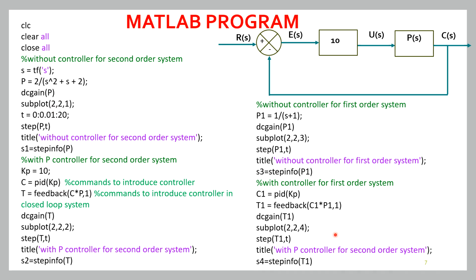I'm interested to plot 4 plots. So I had used the command subplot of rows, columns, position. So 4 plots I'm going to do: 2 rows, 2 columns, first position.